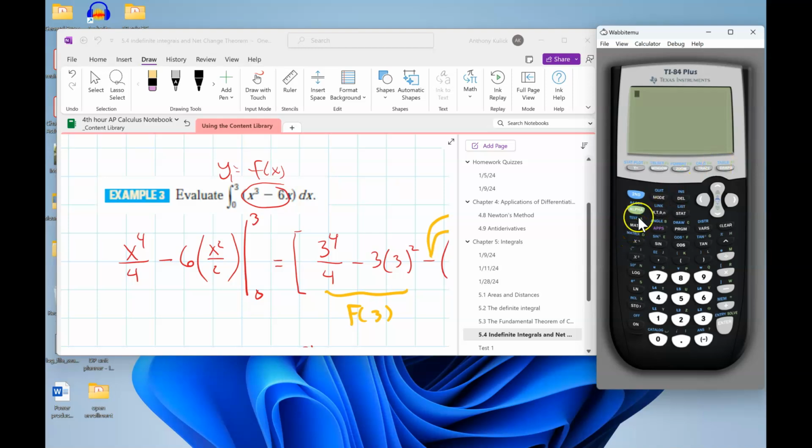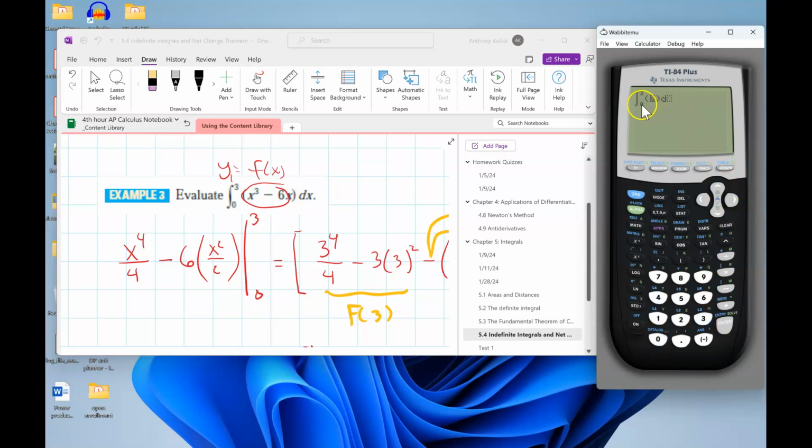So then I'm going to go back to the main screen here. I'm going to press the math button right below your green alpha button. I'm going to scroll down to command 9, which is fnint. That stands for function integration. And I'm going to press enter. Whoa, look at that. So all I'm going to do now is just type it in so it looks exactly like it does on my sheet of paper.